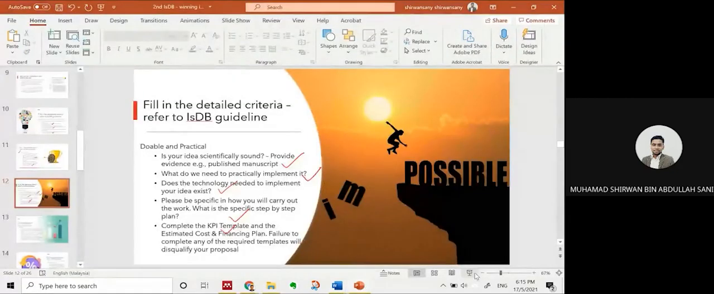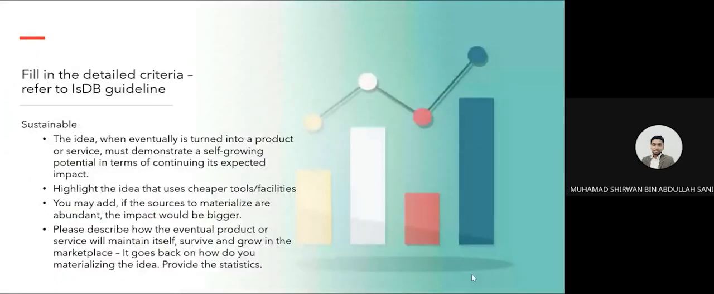Okay, and then sustainable is another criteria. The idea, when eventually turned into a product or service, must demonstrate a self-growing potential in terms of continuing its expected impact. So your idea shall be sustainable.